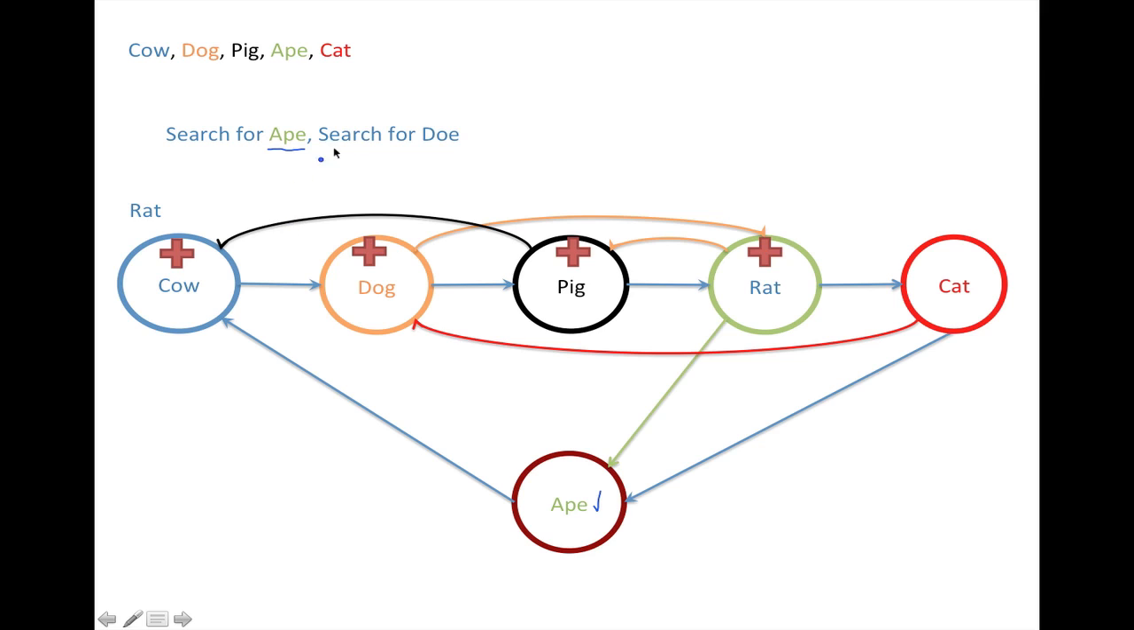Then let's see about searching for DAO, something that doesn't exist in the table. In this case, we're going to compare DAO to cow, not equal, so we have to go to the next one because of the plus. It's not equal to dog, go to the next one, not equal to pig, go to the next one, not equal to rat, go to the next one, and it's not equal to cat. And there's no plus here, so we don't need to go to the next step, and at this point, we know that there is no DAO in this table.